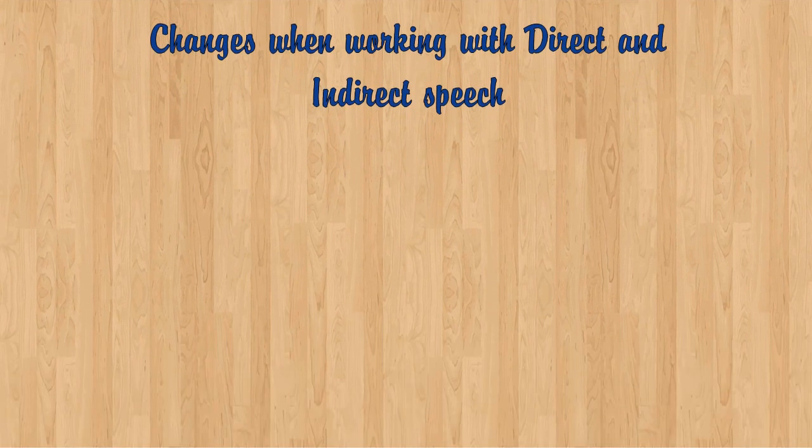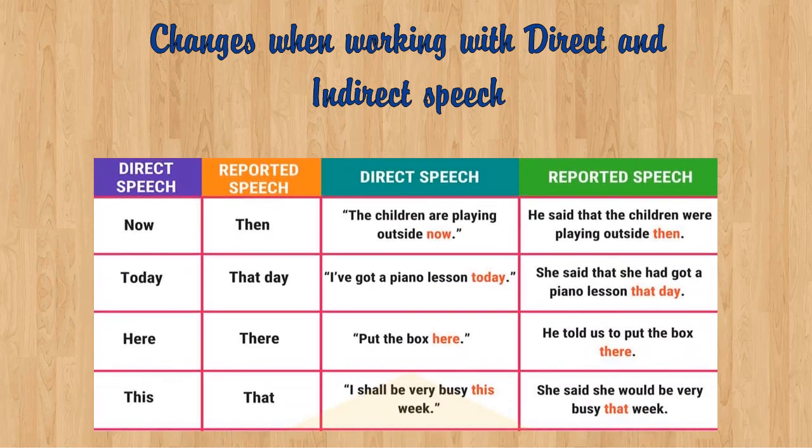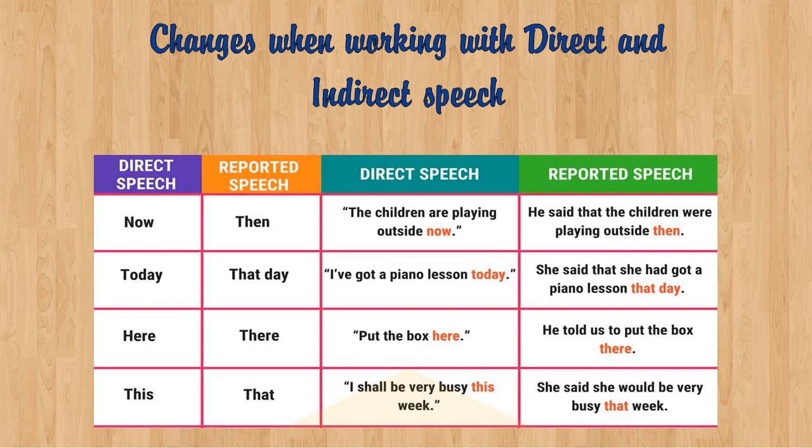When we change direct to indirect speech, we have to pay attention to these words that might change. Now becomes then. The children are playing outside now, in direct speech. In reported speech, he said that the children were playing outside then. Now became then. Today: I've got a piano lesson today. She said that she had got a piano lesson that day. Today turns into that day. Here turns into there, and this turns into that.